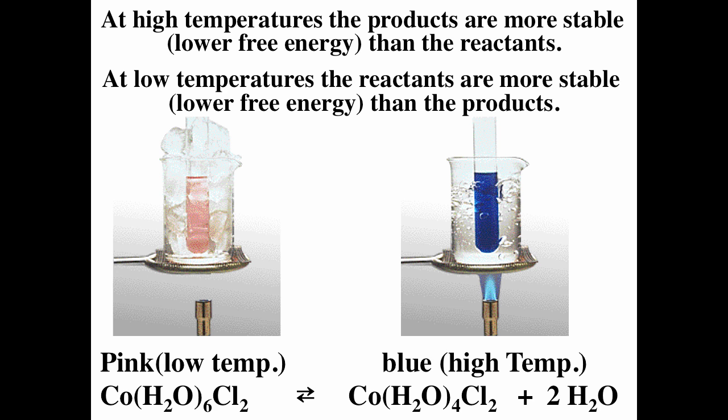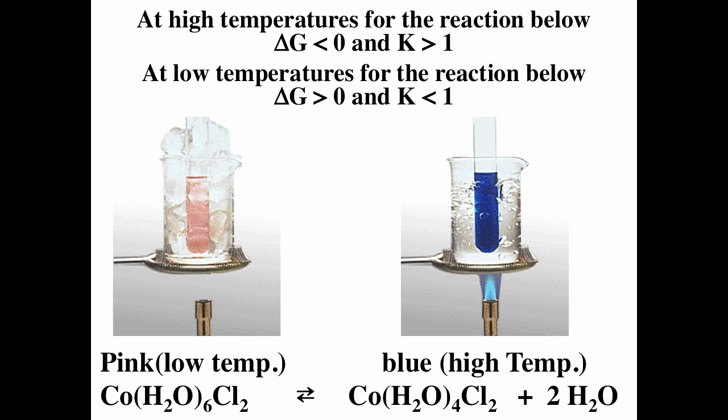And so for this reaction, at high temperatures, the products are more stable. They have lower free energy than the reactants. At low temperatures, the reactants are more stable. They have lower free energy than the products. And so at high temperatures for the reaction, delta G naught is less than 0 and the equilibrium constant is greater than 1. At low temperatures for this reaction, delta G naught is greater than 0, and the equilibrium constant is less than 1.